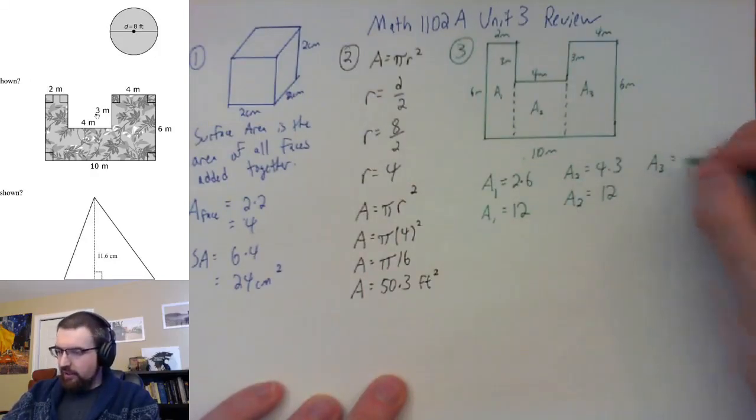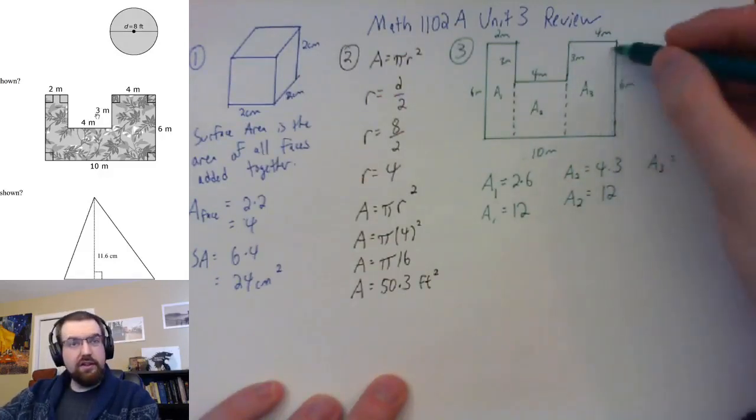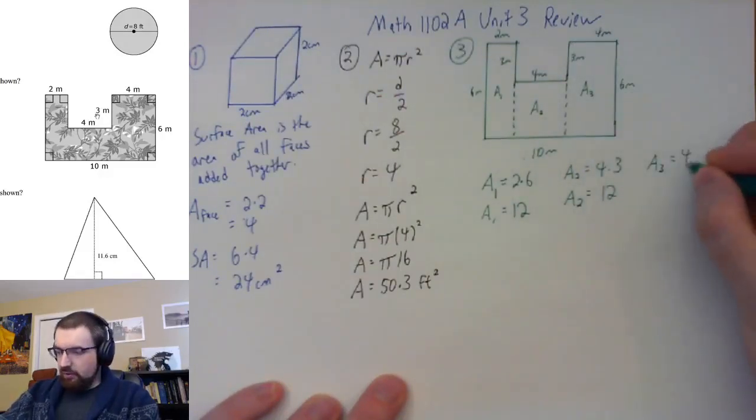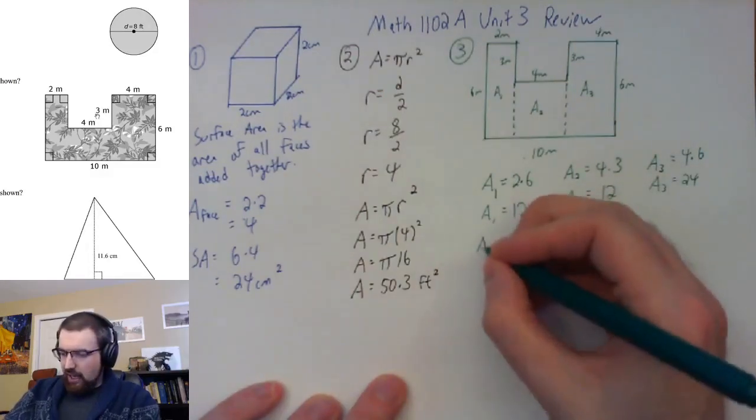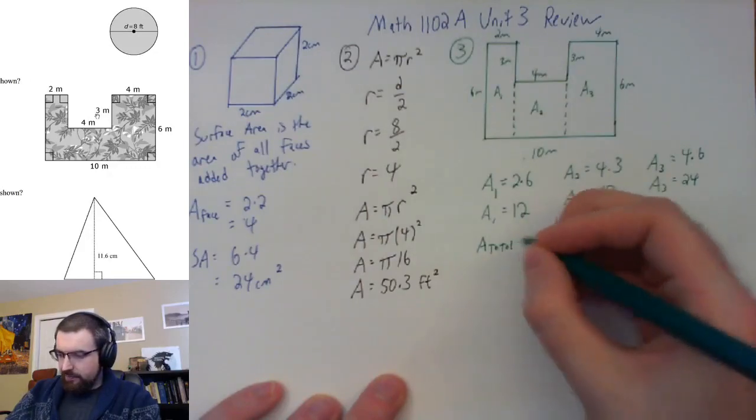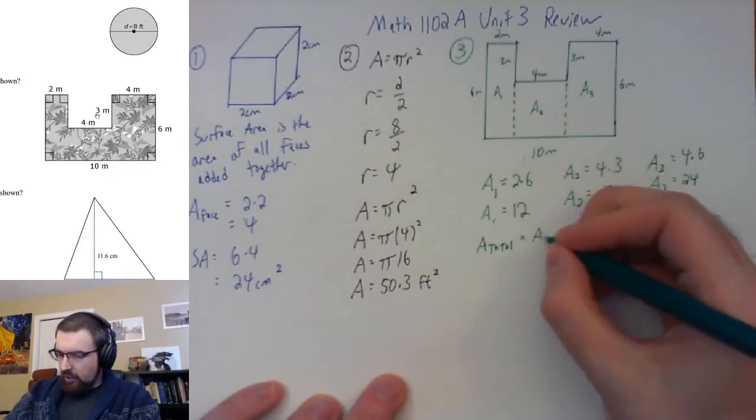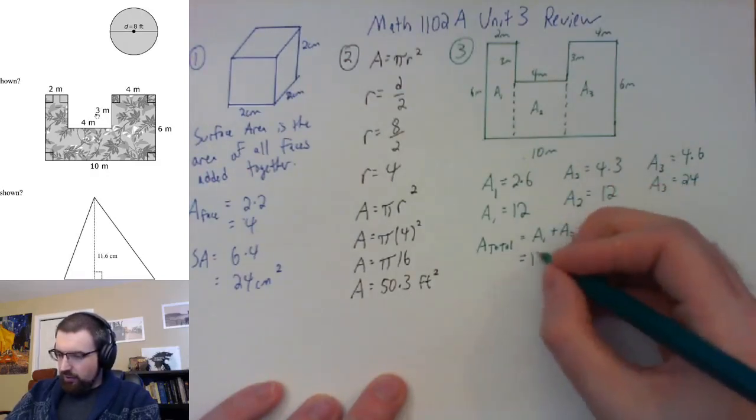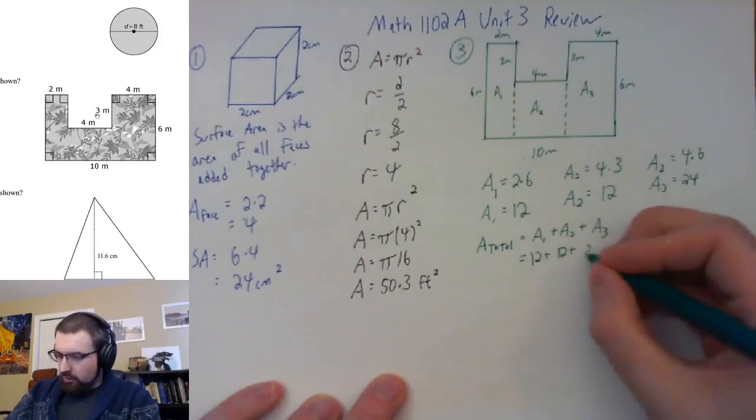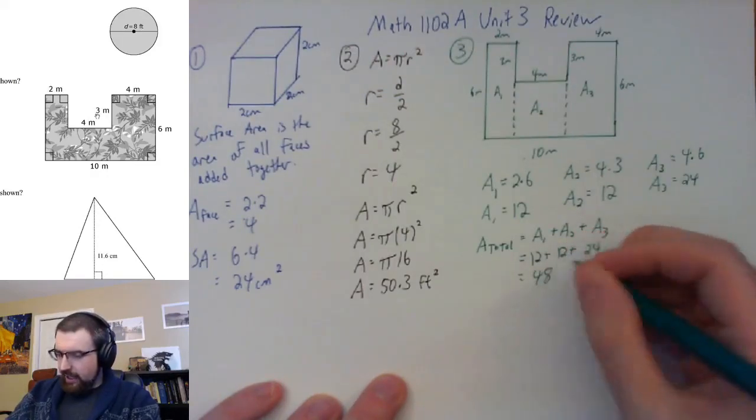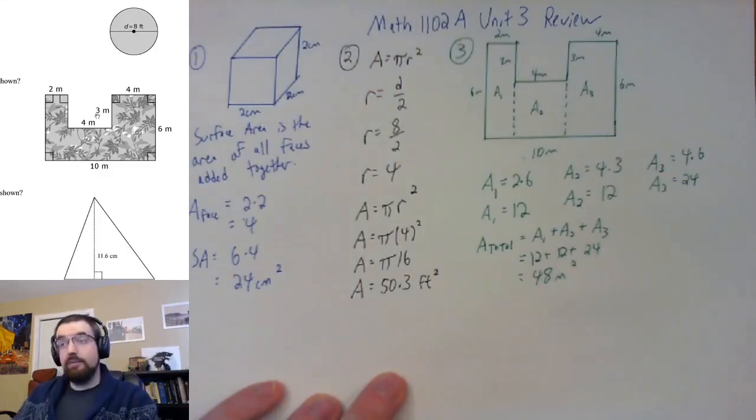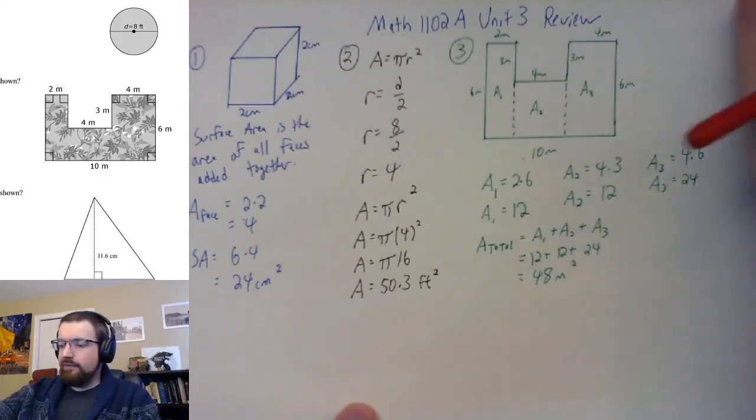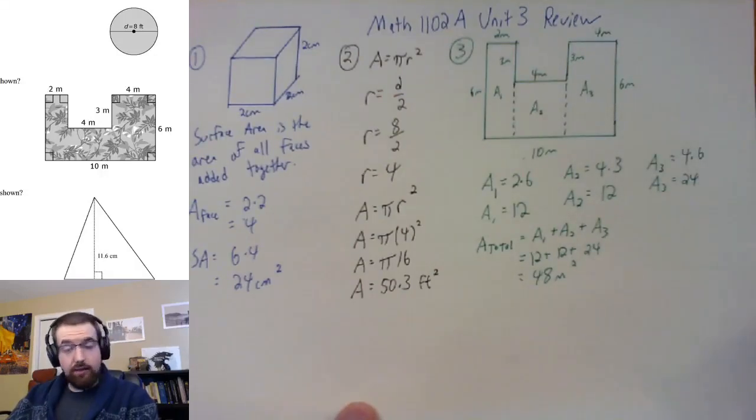Then area 3, or the third shape, is going to be this one over here, right? Which is going to be 4 times 6. So A3 is going to equal 24. Then A total is just going to equal A1 plus A2 plus A3, which is going to equal 12 plus 12 plus 24, which is going to equal 48 meters squared. Okay? And that is one way to go about solving this one.